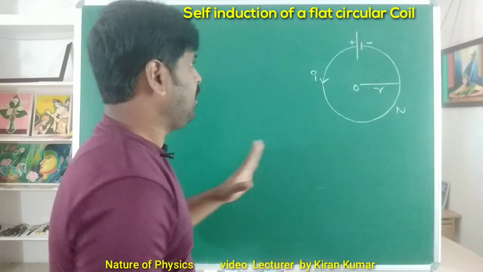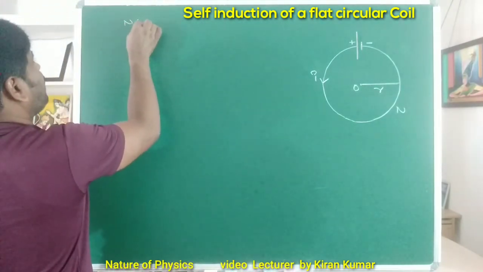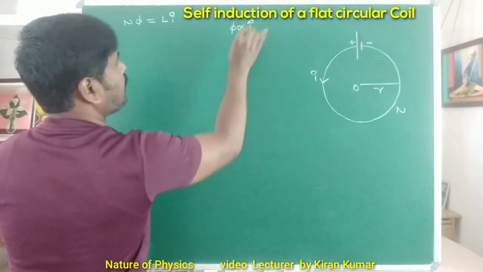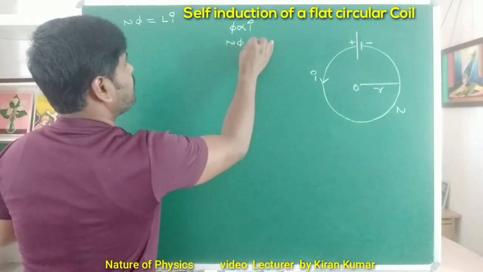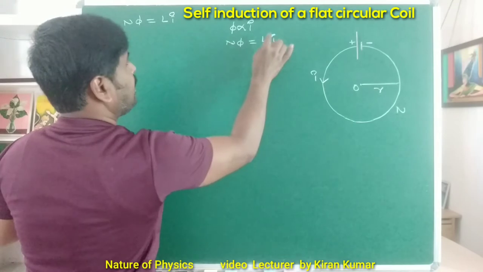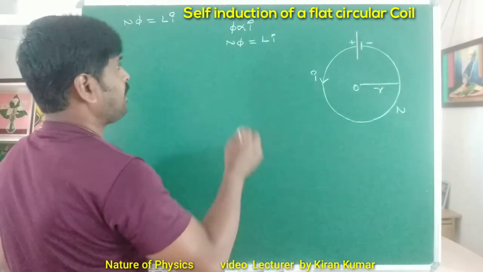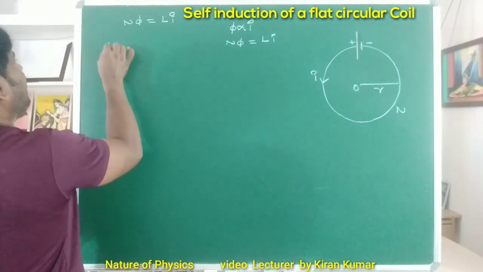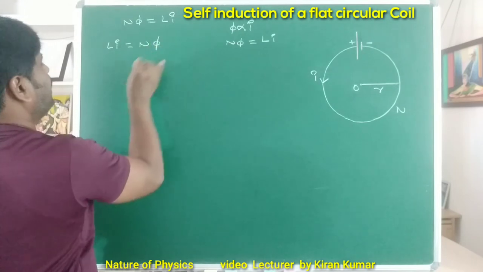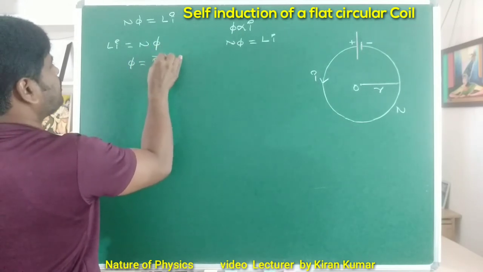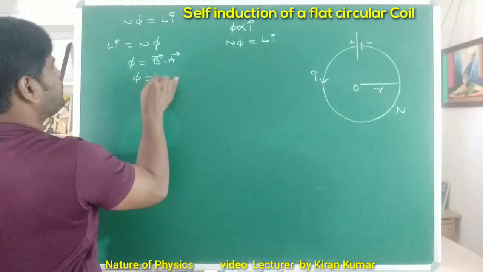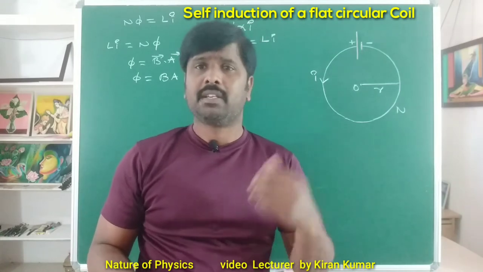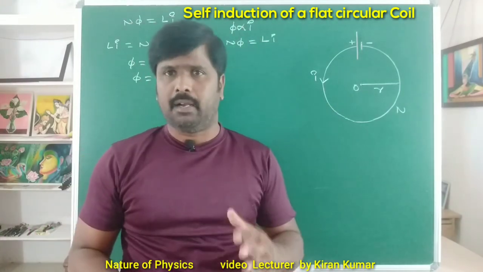Then N phi is equal to L I, because flux is directly proportional to the current, and L is the proportionality constant, taken as the coefficient of self-induction. Now L I is equal to N phi, where phi is the magnetic flux, B vector dot A vector. So flux is equal to B A cos theta; theta is 0, and cos 0 is equal to 1 because B vector and A vector are parallel.